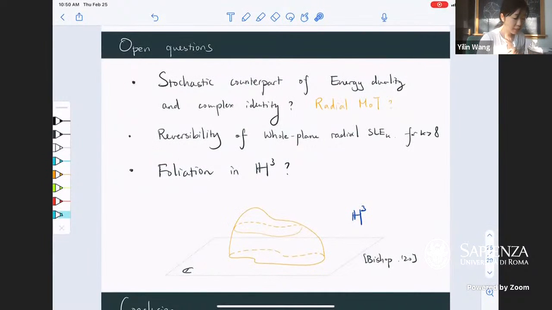Something I already mentioned is that there should be a stochastic counterpart of the mating of trees, a radial mating of trees, that we don't know. So our results somehow suggest how one can guess what the stochastic mating of trees theorem is. And the second question is about the reversibility of the whole-plane radial SLE kappa for kappa greater than 8. This is not known, but it's suggested by our energy reversibility.